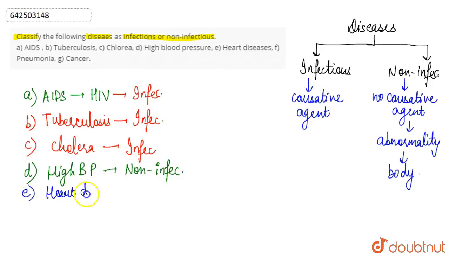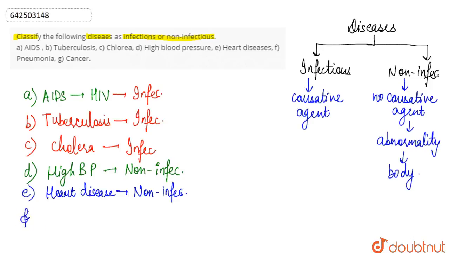Now the next one is heart disease. Heart disease is another condition where no causative agent is involved, so that's also a non-infectious disease. If a person is suffering from heart disease, it has nothing to do with transmission to another person. So it will not be an infectious disease.